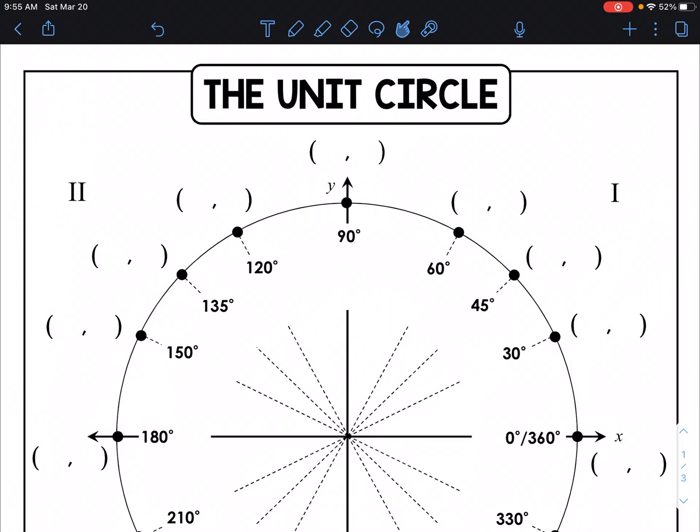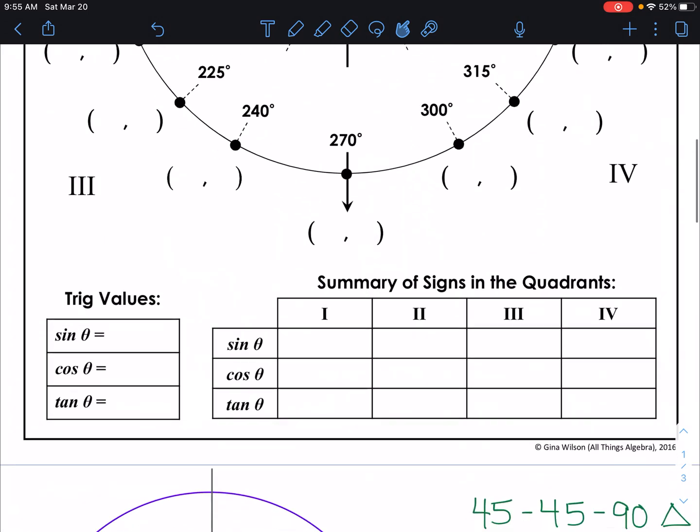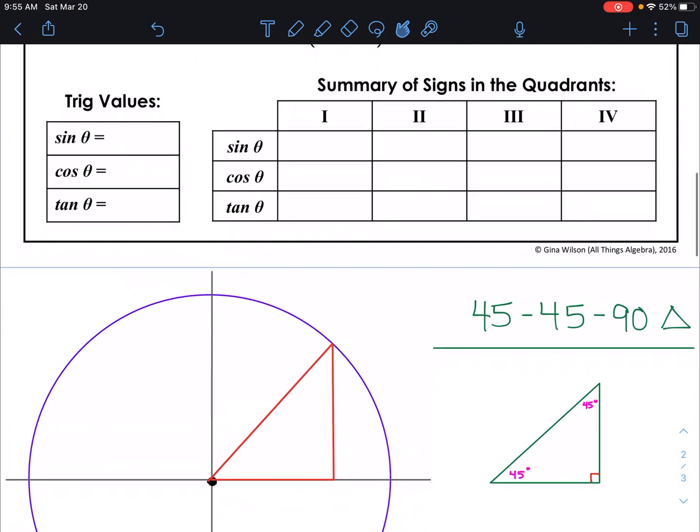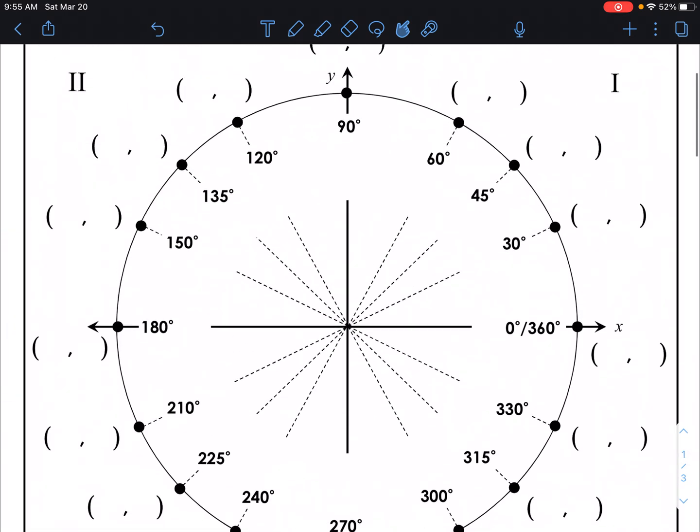Okay, so the next thing we're going to talk about here is the unit circle. This is a really important thing in trigonometry, and we'll use this the rest of the year. You will fill this out, so please do so nice and neatly so that when you reference this later, it's easy to find what you need. Okay, so this is called the unit circle because the radius of this circle is 1 unit.